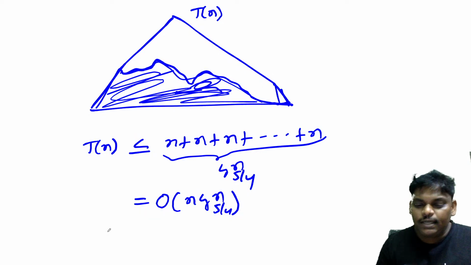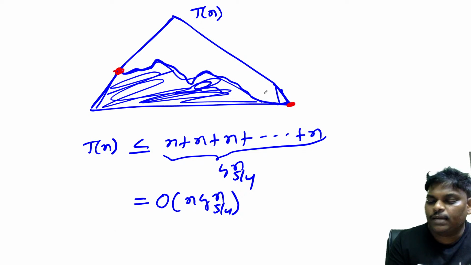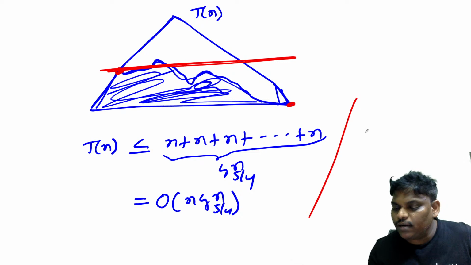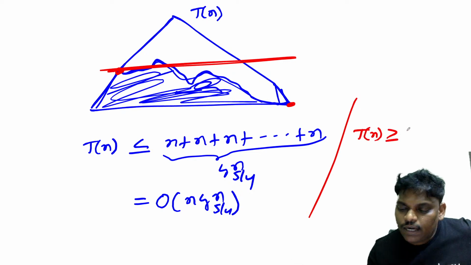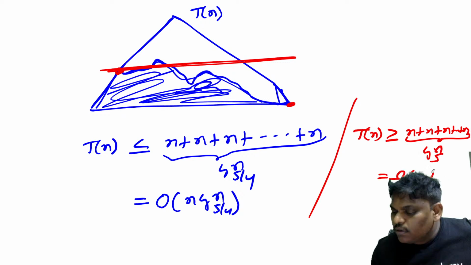If you cut here itself, where this branch stopped, that is called the lower bound. Let me write the lower bound. T of n is greater than or equal to n plus n plus n and so on, how many times? Log n base 5 times. So the lower bound is n log n base 5.